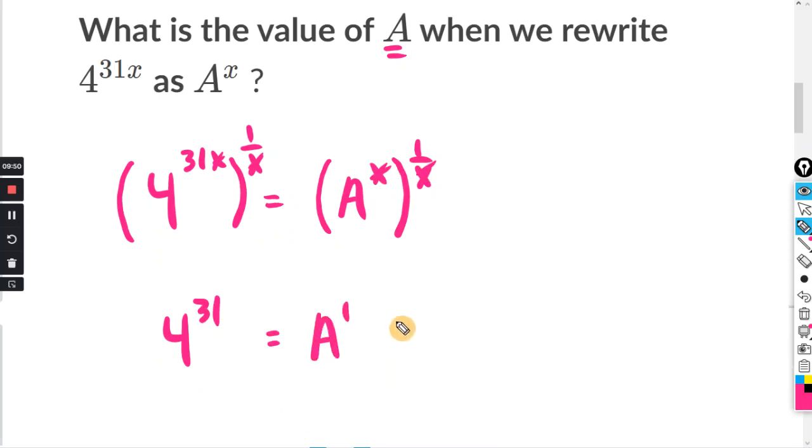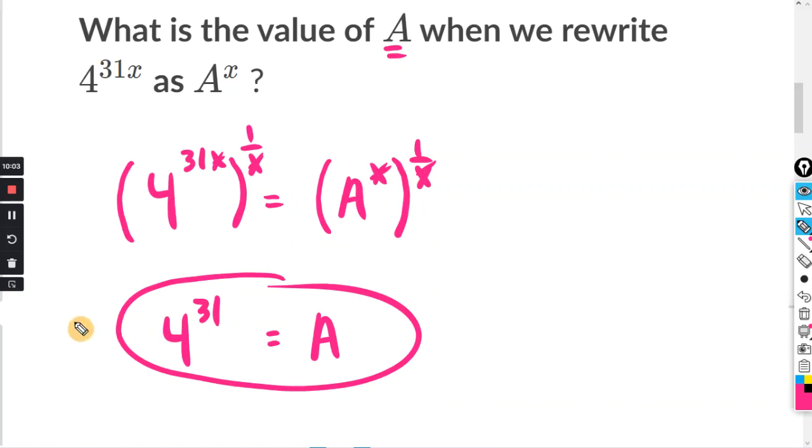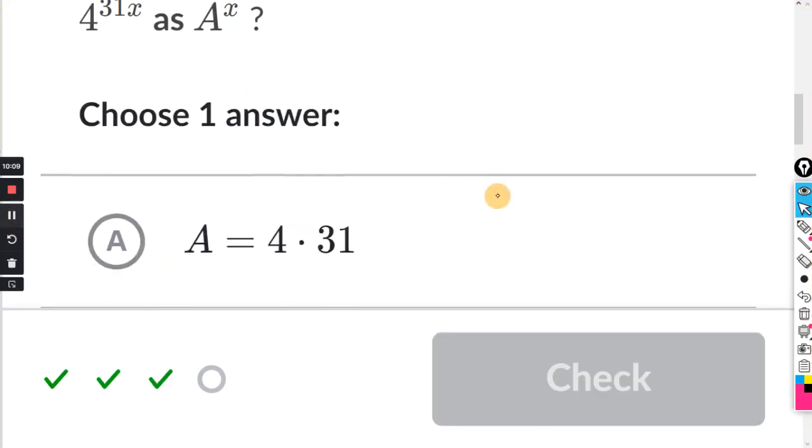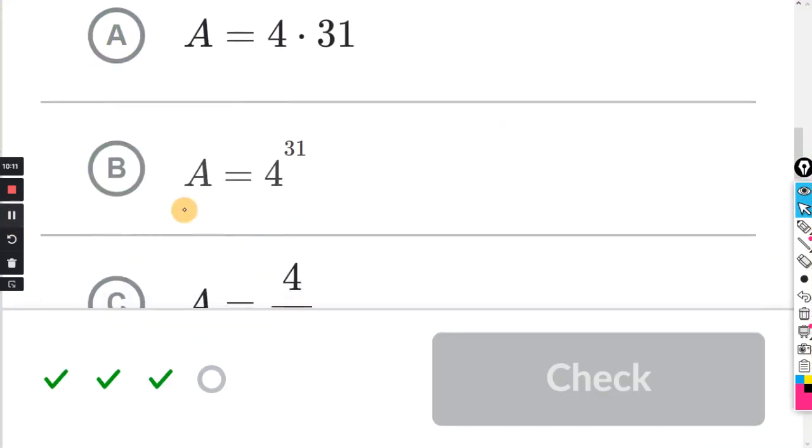Okay, so basically a to the first power is the same thing as just plain old a. So that's your answer: 4 to the power of 31. Let's hope that's one of our choices. All right, 4 to the power of 31 is answer B.